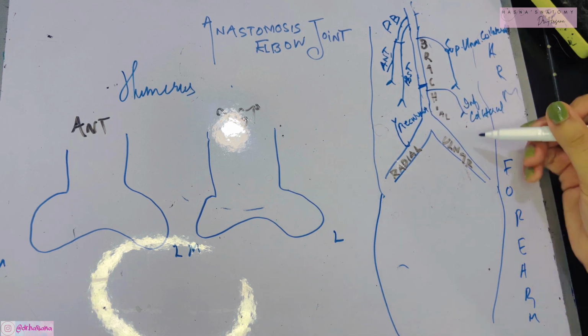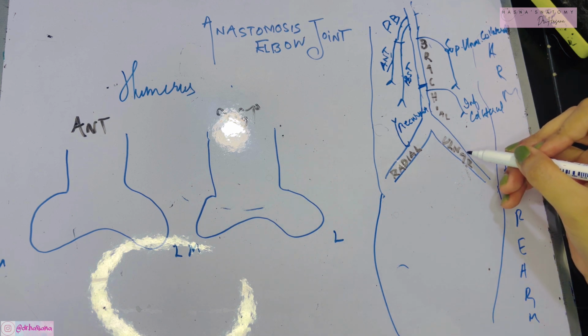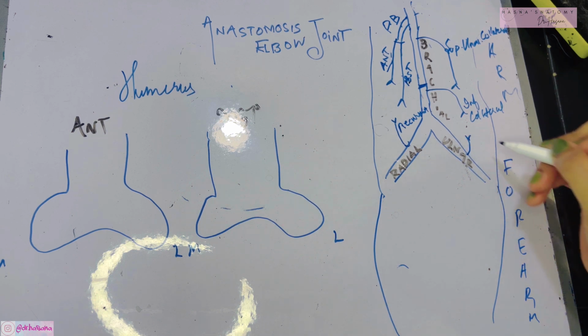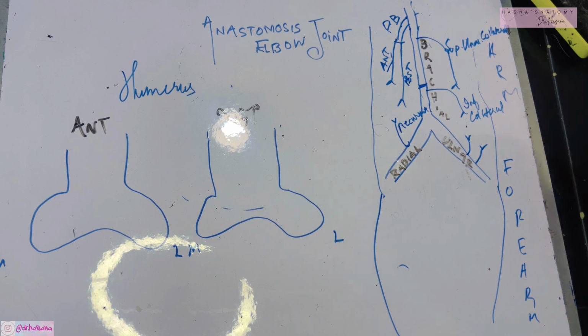All right. Then we have the ulnar artery. Now, the ulnar artery is where the story gets a little tricky. First, the ulnar artery gives an anterior ulnar recurrent, and then it gives a posterior ulnar recurrent. That's pretty simple. Anything that's ulnar is on the medial side.